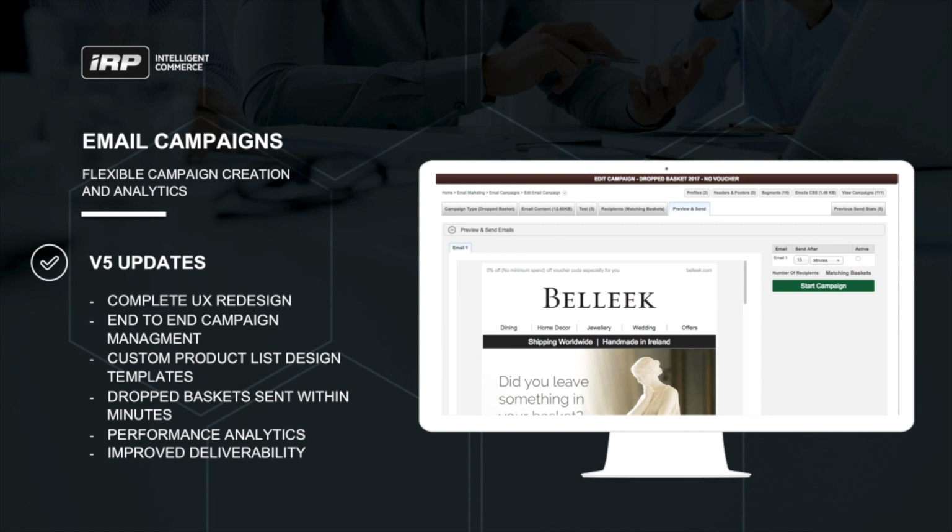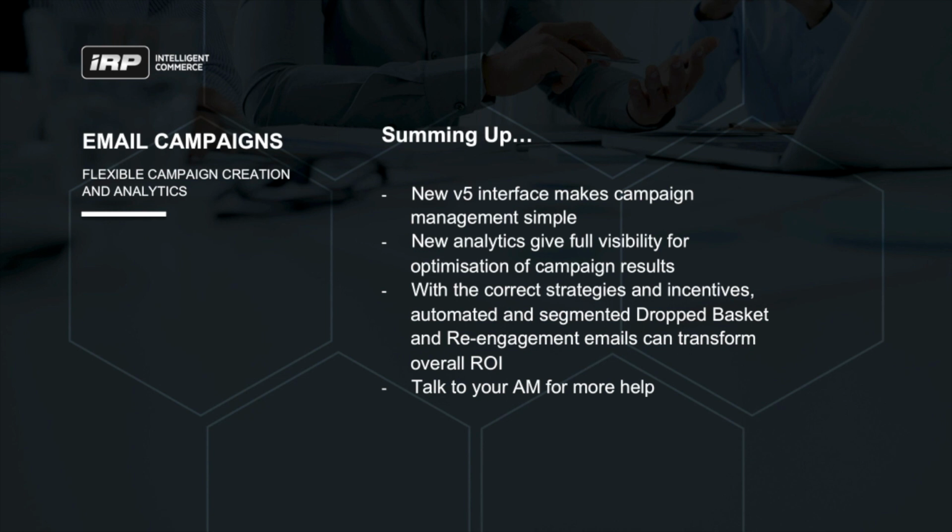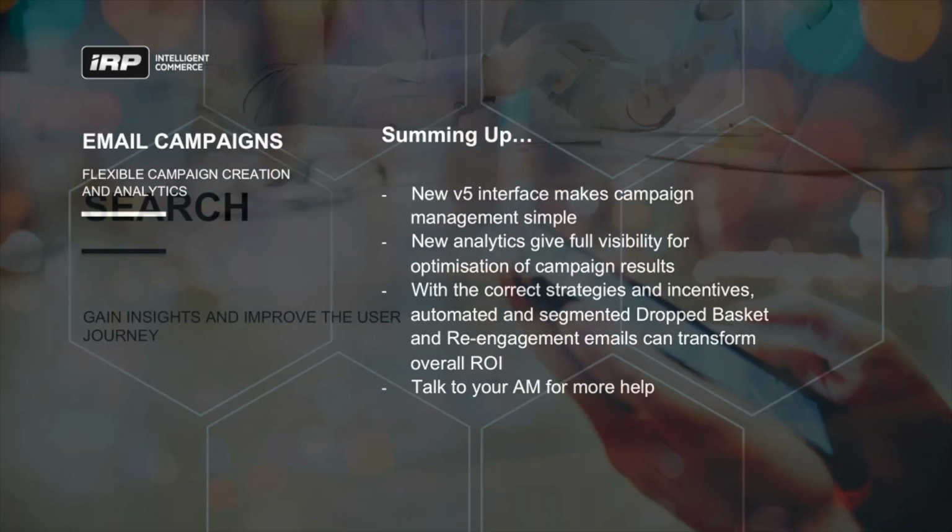And a lot of improvements in testing. It's a standard campaign setup: inserting your content with or without vouchers, for example, testing it, customizing who you want to send it to, most normally through segments, and previewing and editing your send settings or scheduling. To sum up, the email interface makes campaign management simple and gives much better analytics for optimization of your campaign results. Everything is completely tracked in there. And using the correct strategies, voucher incentives, and automated and segmented drop basket and re-engagement emails can transform your overall return on investment. Again, your account manager will be in touch, but please get in touch with them for more information.